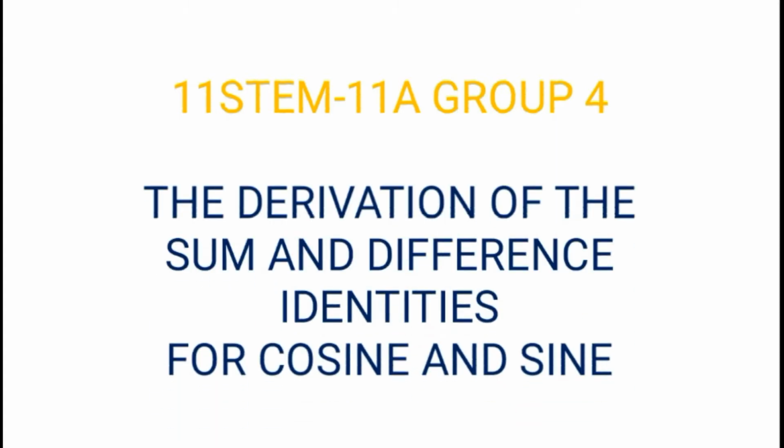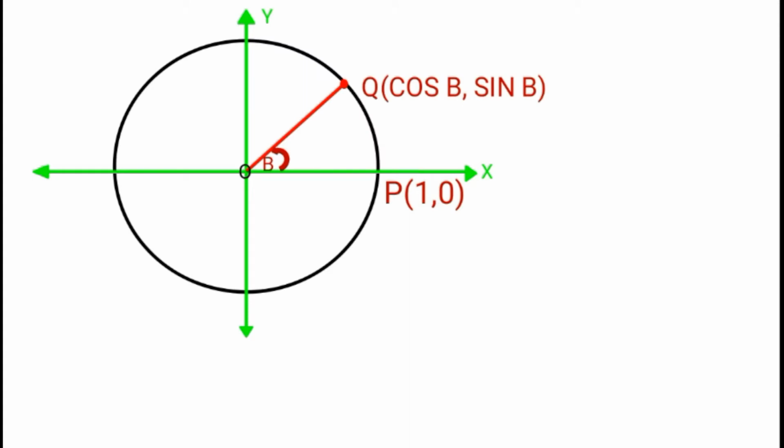Welcome to the video on the derivation of the sum and difference identities for cosine and sine. So we're going to begin by drawing a picture of our unit circle. On our unit circle, we are going to call the origin point O. And then this point out here, we are going to call point P. It's got ordered pair (1, 0), because it's the unit circle. The distance from the origin to the spot on the inner circle is 1.